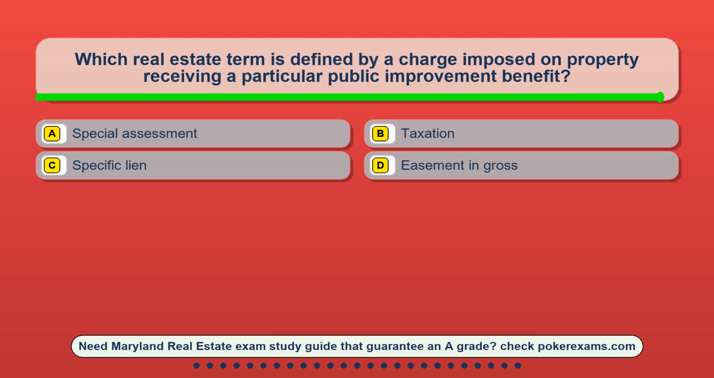Question 24. Which real estate term is defined by a charge imposed on property receiving a particular public improvement benefit? Option A, special assessment. Option B, taxation. Option C, specific lien. Option D, easement in gross.